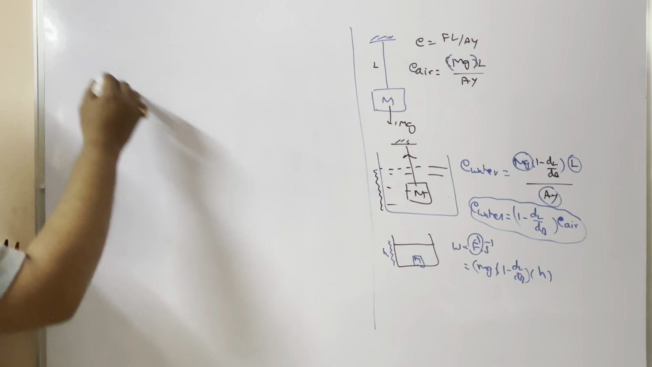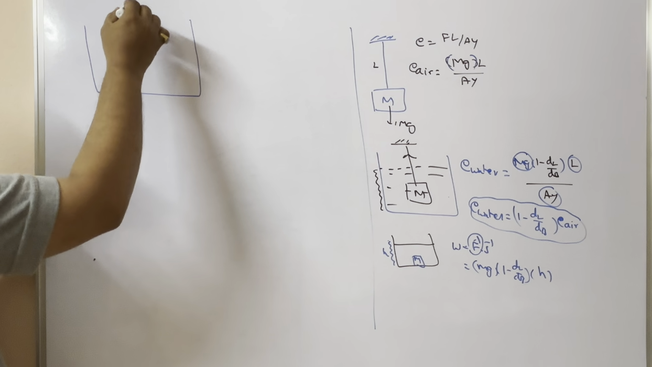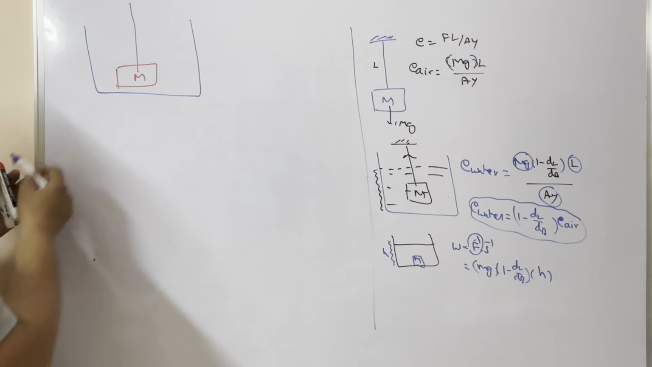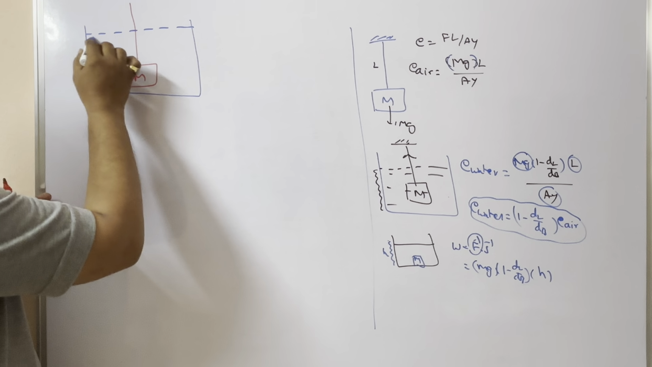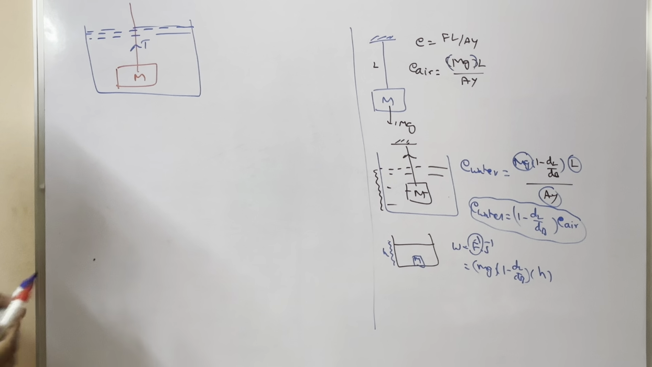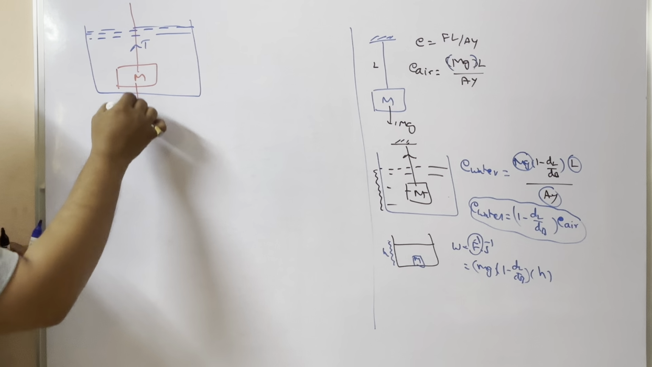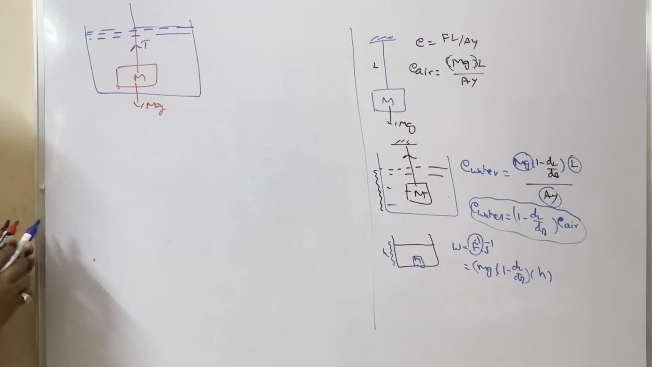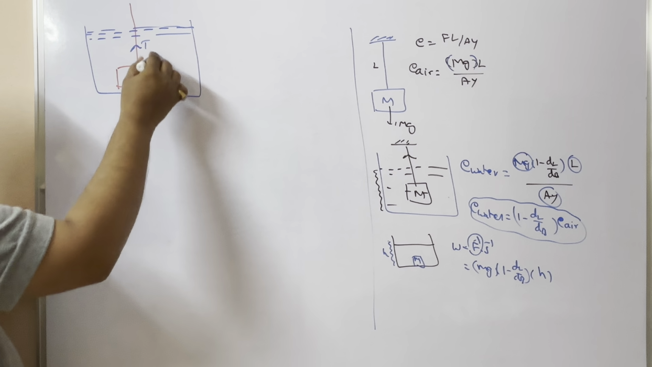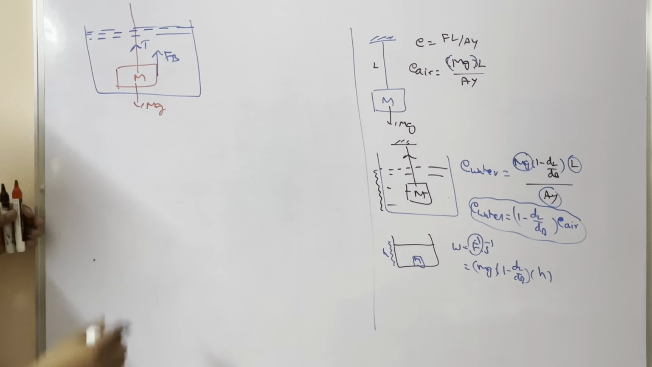Next, if we suspend the object within the liquid, what is the tensional force that is going to be developed in this string? If you want to derive this equation, again you will get the same thing. So mg is going to act downwards, the tensional force is acting upwards. In addition to this, which force is going to act? Buoyancy force. Buoyancy force is going to act upwards.